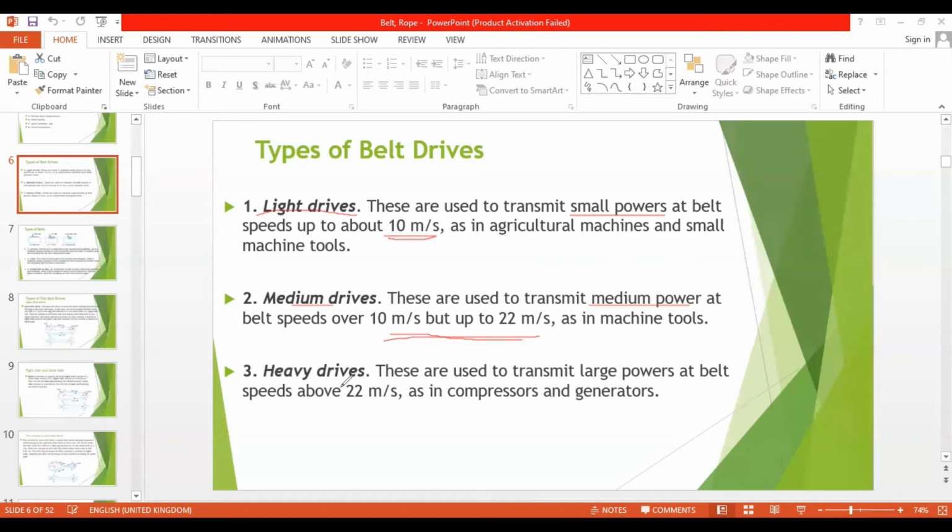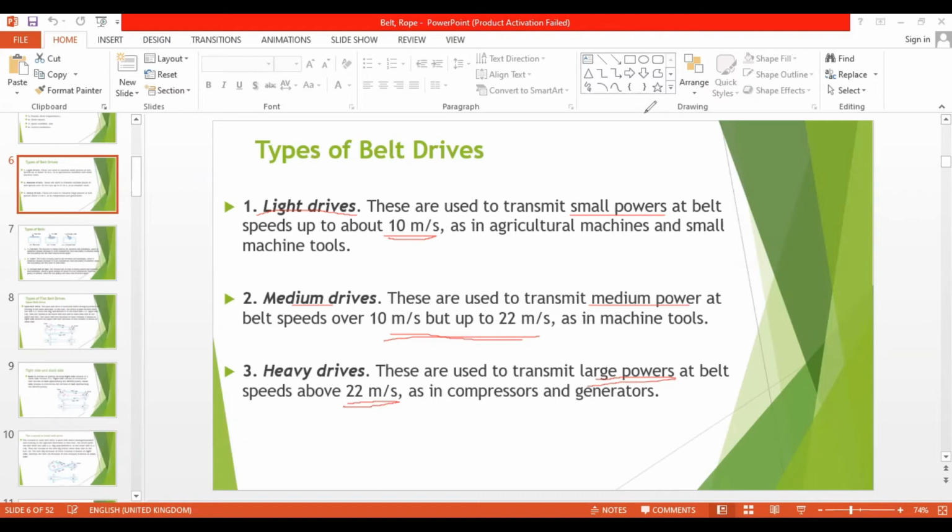Then we have heavy drives. These are used to transmit large powers, with speeds above 22 meters per second, as in compressors and generators. These are called heavy drives. So light drives transmit light power with a velocity of less than 10 meters per second, medium drives transmit medium power between 10 and 22 meters per second, and heavy drives transmit large power above 22 meters per second.